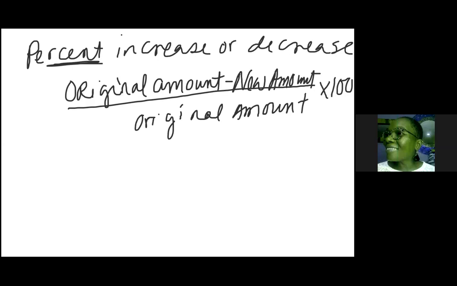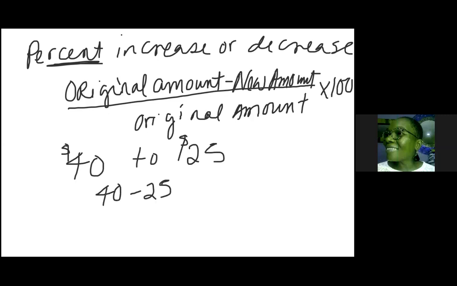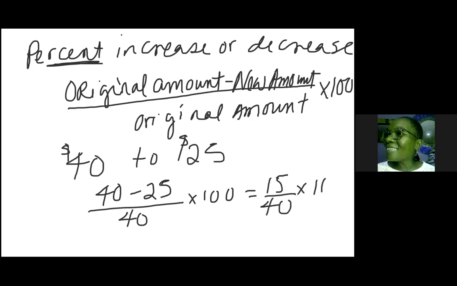Now, here's a quick example. Let's say the price of the jeans went from $40 down to $25, guys. What was the percent discount? So you would take the original price of $40 minus the $25, and then you divide it by the original amount of $40, and then multiply this by 100. So 40 minus 25 is 15. 15 divided by 40 and then times 100, and that would give you a percent discount.